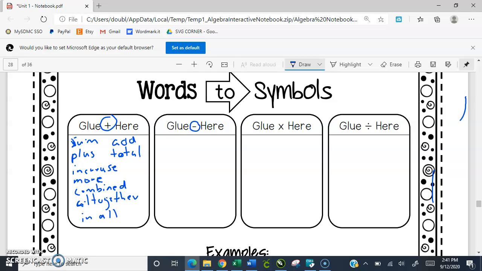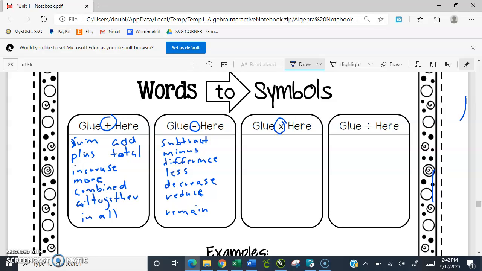When you're subtracting, you hear the word subtract, minus, difference, less, decrease, reduce, and remain. So that's for subtracting.